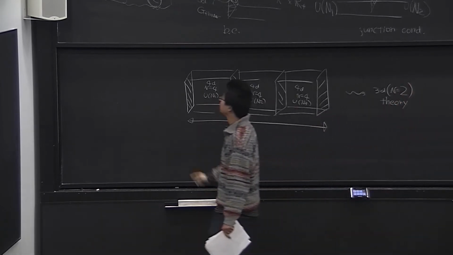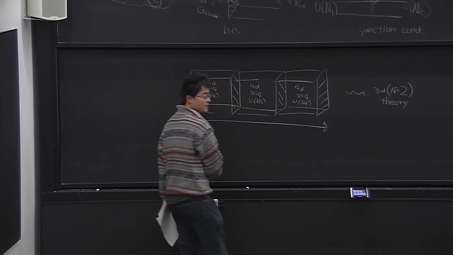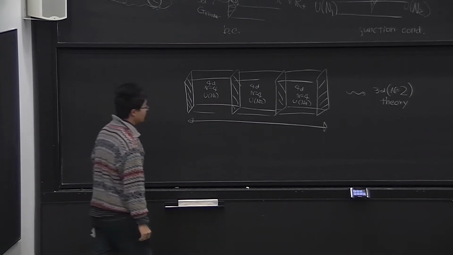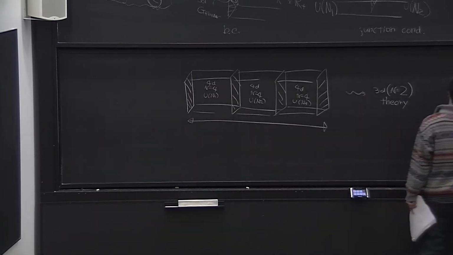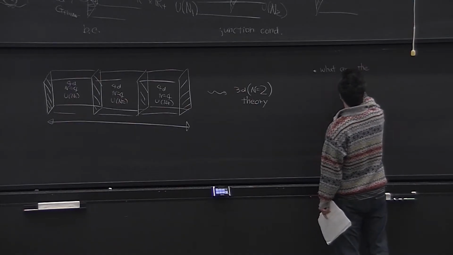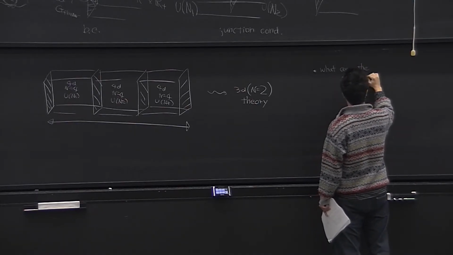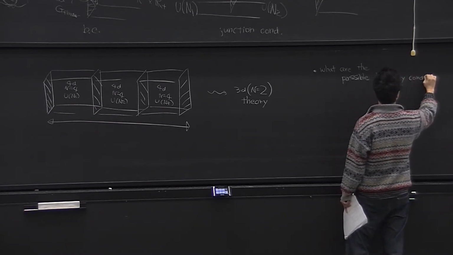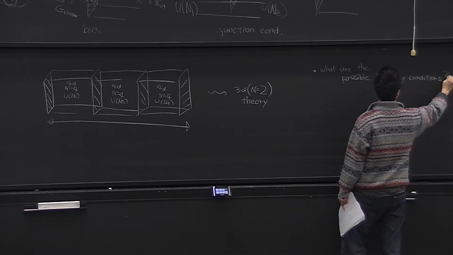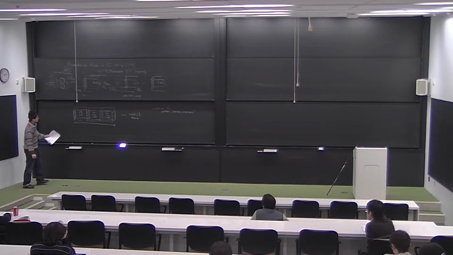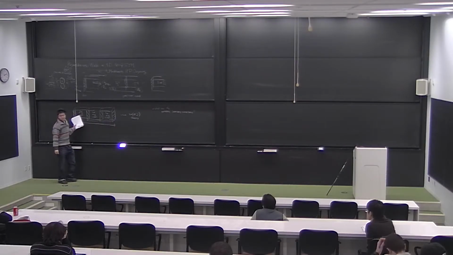And well, if you only talk about half BPS boundary conditions, which preserve half BPS supersymmetry, this becomes 3D N=4. And then there are a couple of questions I could ask. Well, for example, what are the possible boundary conditions? If you impose a quarter BPS condition, and what are the BPS boundary conditions, that determines what kind of data you could put on here.